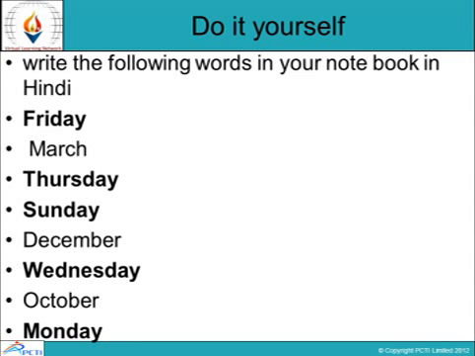And the last one, Monday. Monday is the first day. Monday morning blues, you remember? Monday is called Somvar. So you have to revise them again and again in order to learn these 7 days of the week and 12 months of the year.